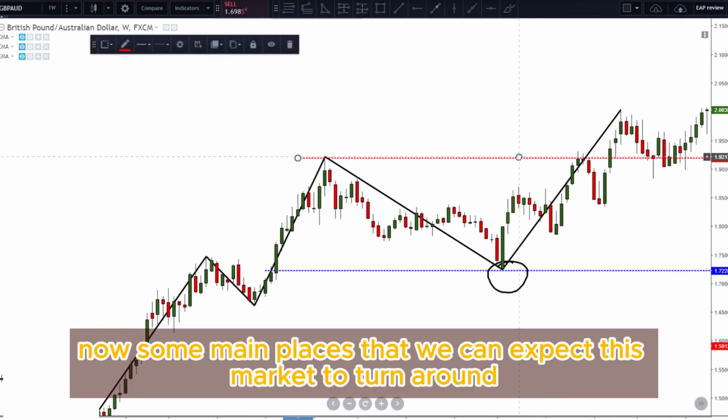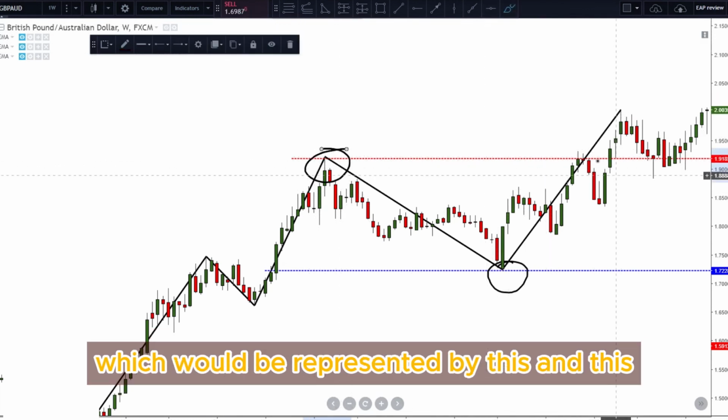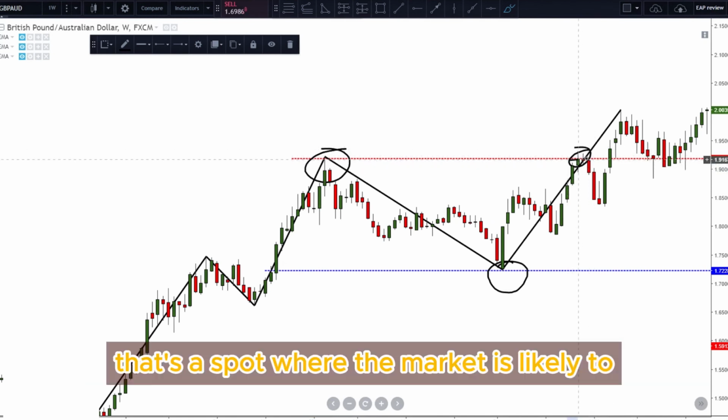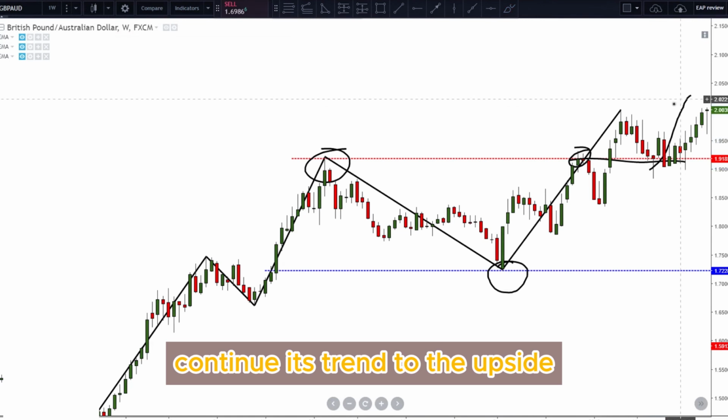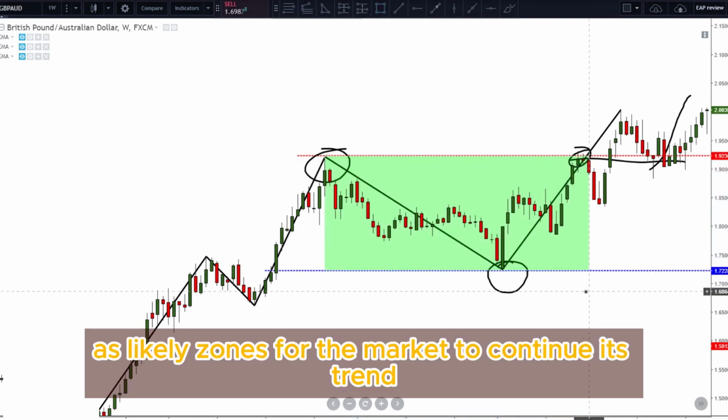Now, some main places that we can expect this market to turn around while in this uptrend are our previous points of resistance, which would be represented by this and this. That's a spot where the market is likely to continue its trend to the upside, or we could look at other support and resistance levels through this zone as likely zones for the market to continue its trend.